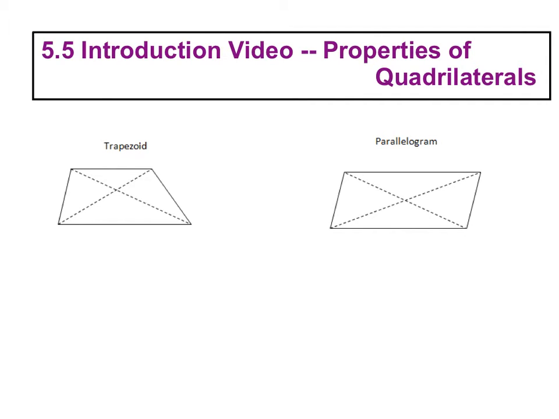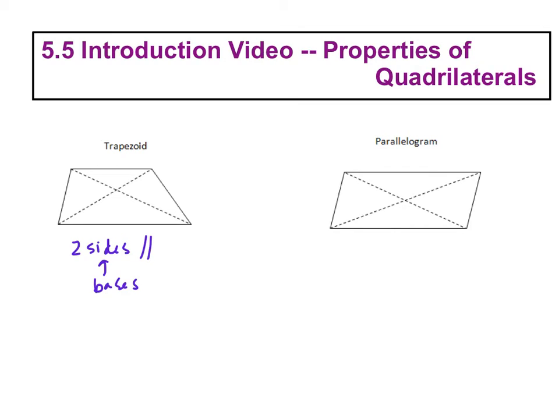Alright, for 5.5 we're going to go through different properties of quadrilaterals, so different four-sided polygons. First you have the trapezoid. A trapezoid will have two sides that are parallel, and these two sides will always be the bases.